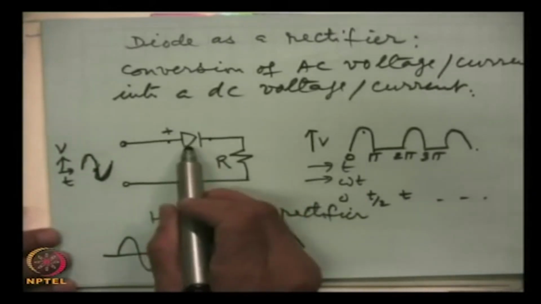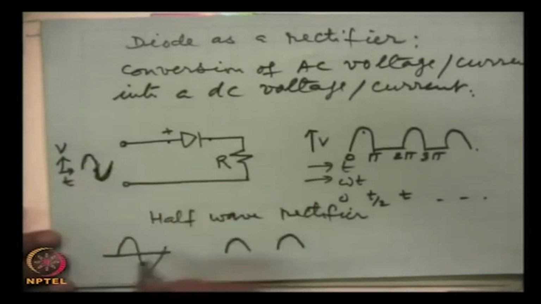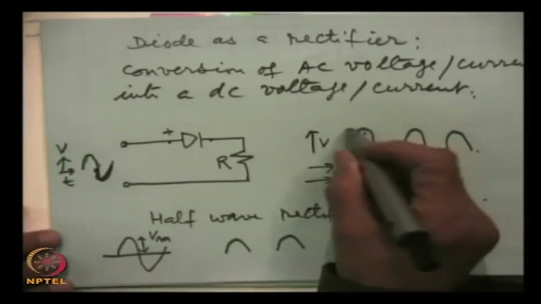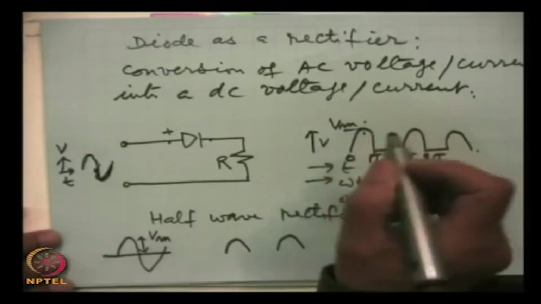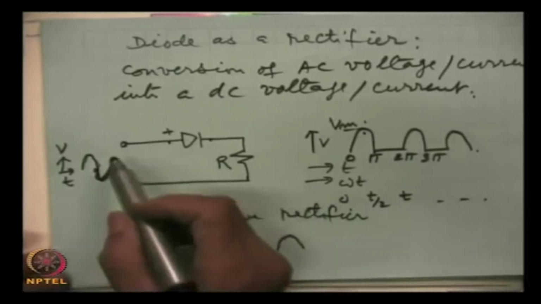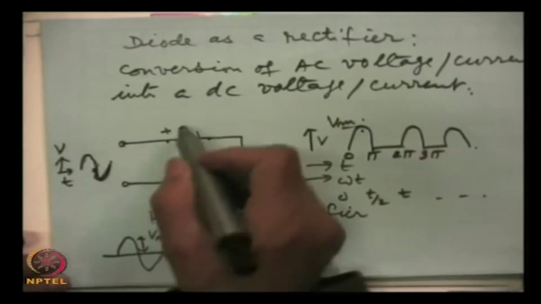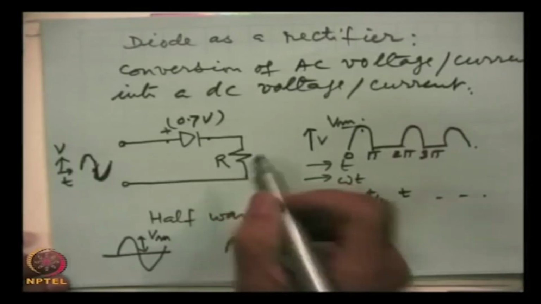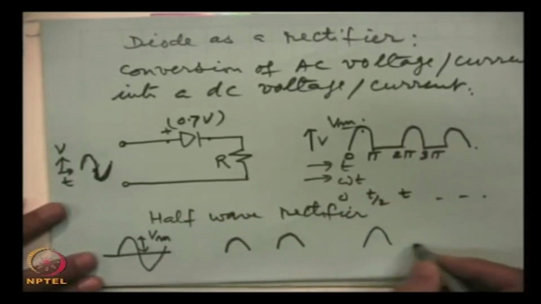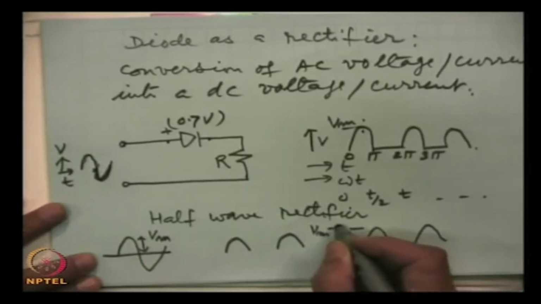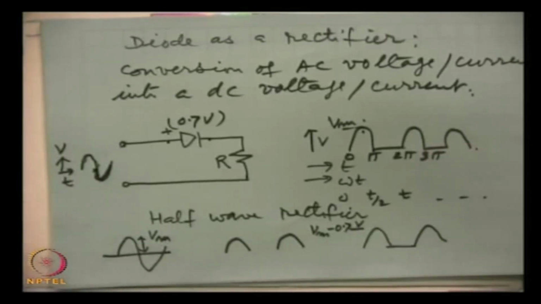Now, if we consider this as ideal, then if the peak value of this voltage is Vm, then this peak value will also be Vm. If we take the practical diode characteristics, then out of this Vm there will be 0.7 volts drop across the diode and the remaining will be here. In that case, the peak value will be Vm minus 0.7 volts. So, this is the half wave rectification.